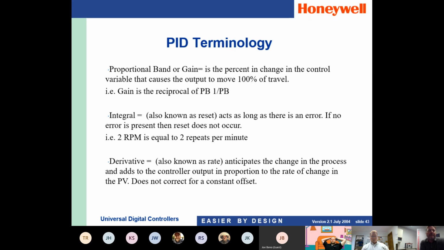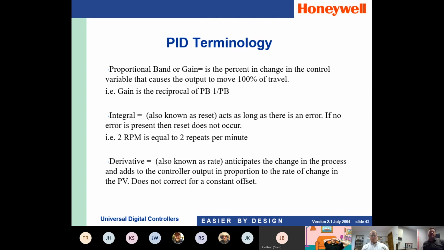So if you were just controlling your process with just proportional band alone, and let's say you had a proportional band of 10%, which gives you a little bit of a swing up and down, above set point, below set point. As you start introducing reset, it will actually start minimizing the hills above and below the set point, and eventually bring it back to set point where your deviation is at 0. So as long as there's an error between your process variable and set point, the reset action will occur.